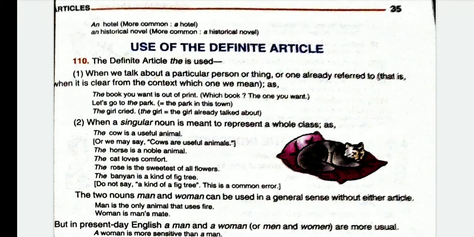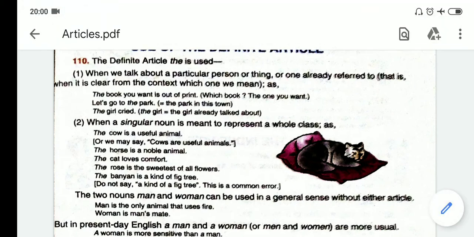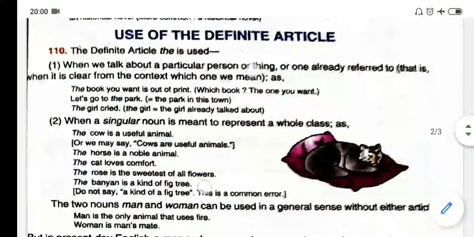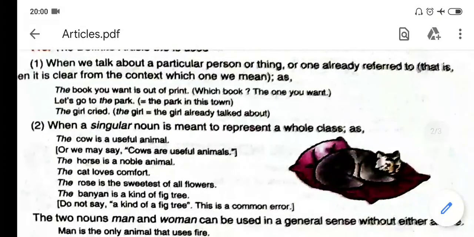You will say a book is out of print. It means that any book is out of print. But in this case, we are talking about some particular book. So the book you want is out of print. Let's go to the park. When we say let's go to the park, it means we are talking about some specific park. But when I say let's go to a park, it means I'm not talking about any particular park. We can go to any park.